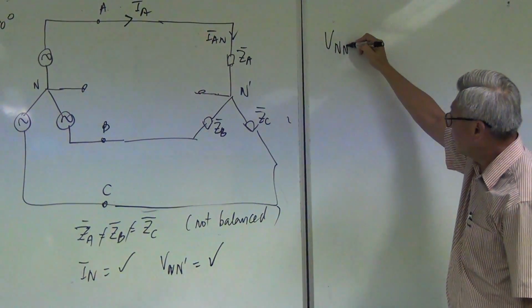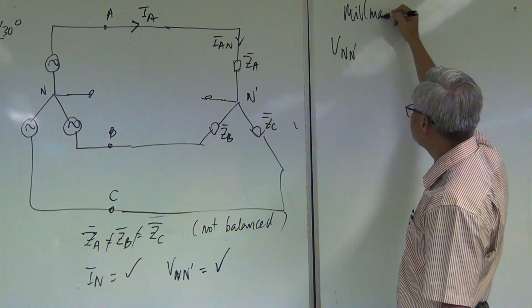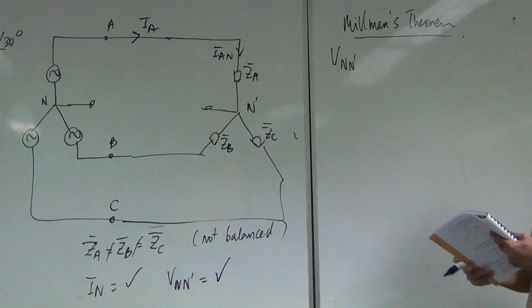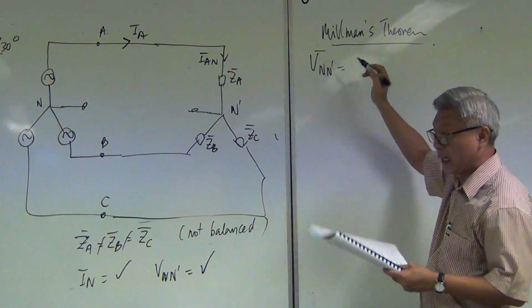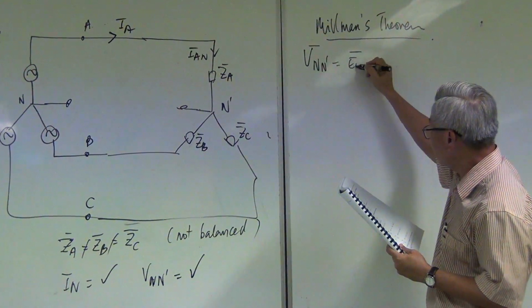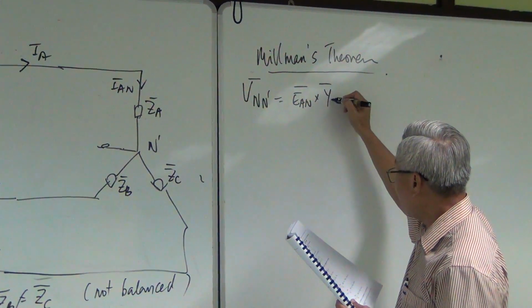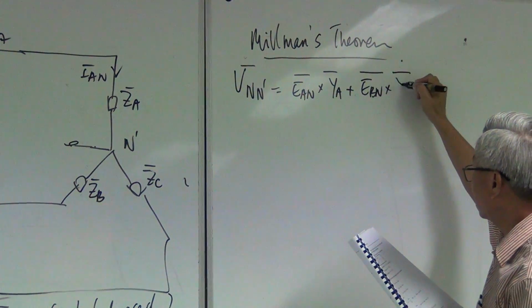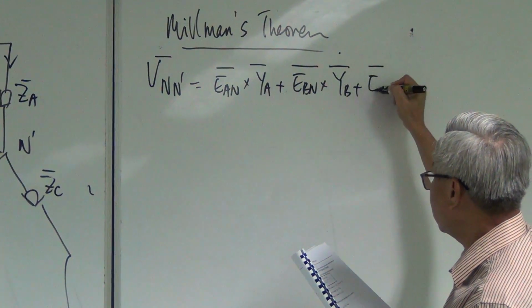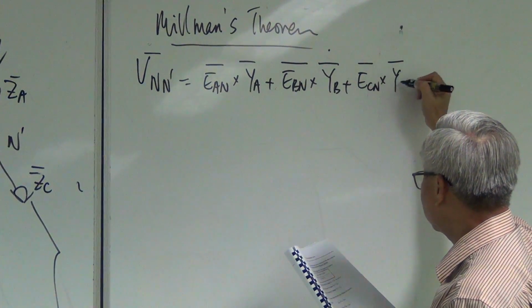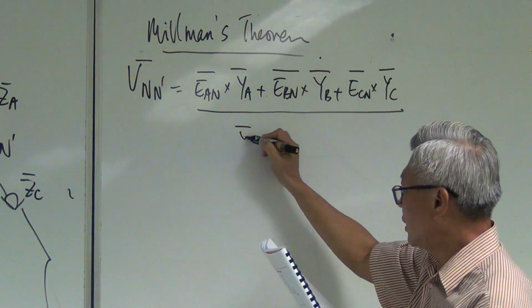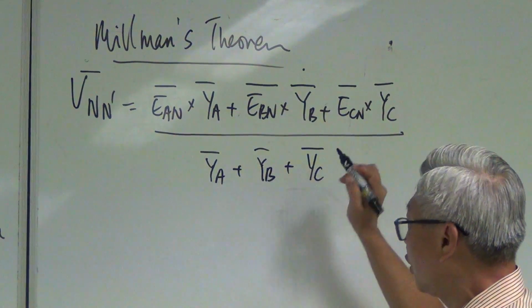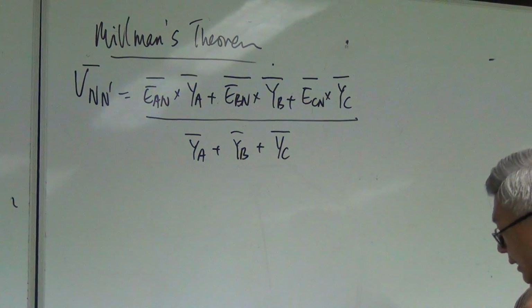Now, by using Millman's theorem, this voltage here, Vnn', when it's not balanced, is equal to EAN multiplied by admittance, plus EBN multiplied by admittance, plus ECN multiplied by admittance, then divided by the sum of the admittances. This mathematics can be proven, but we don't go through the proof here. But let's talk about what it is all about.